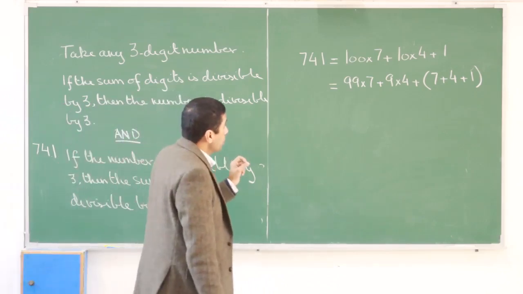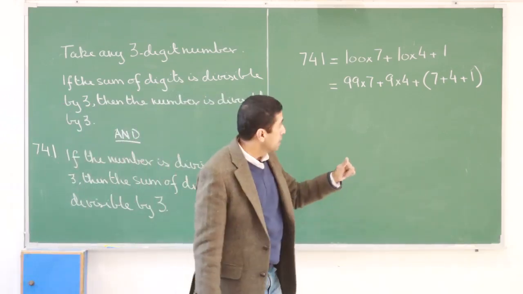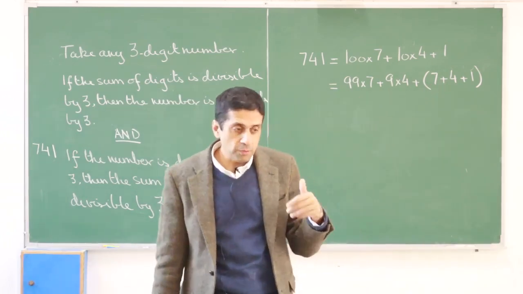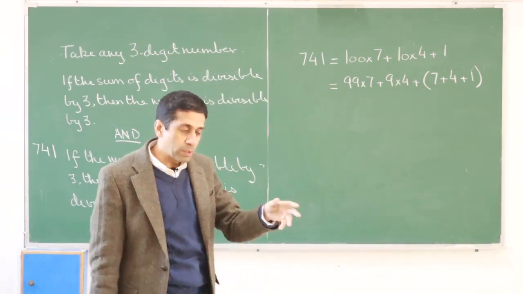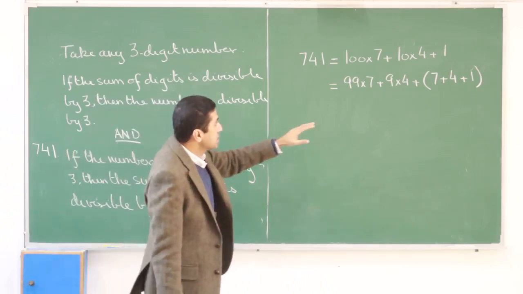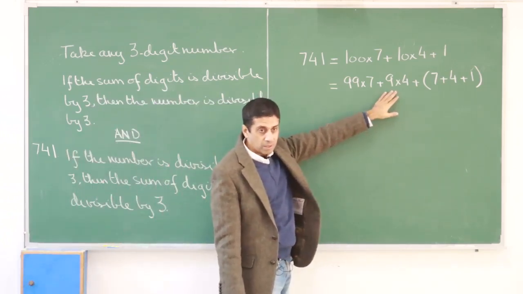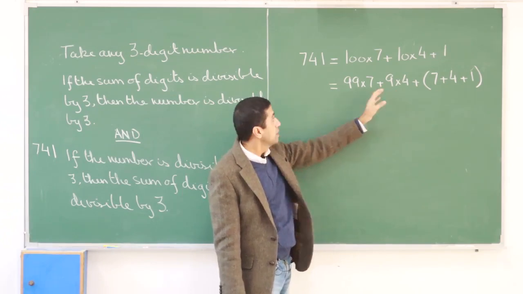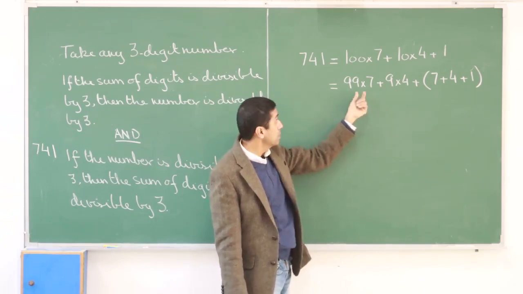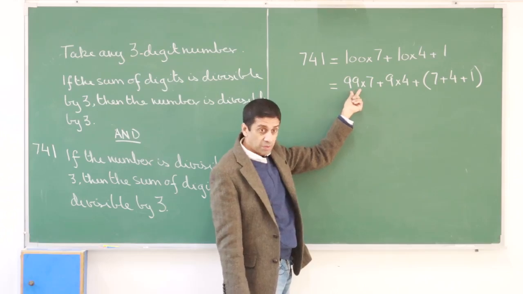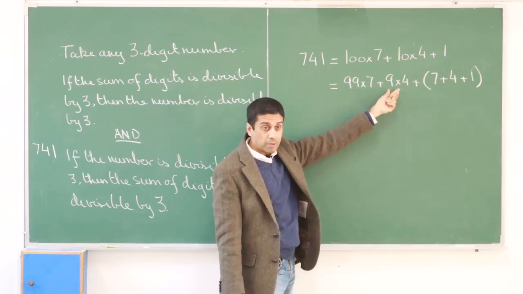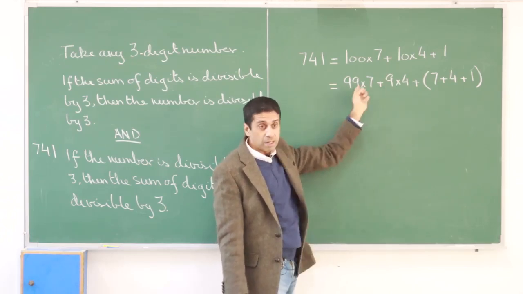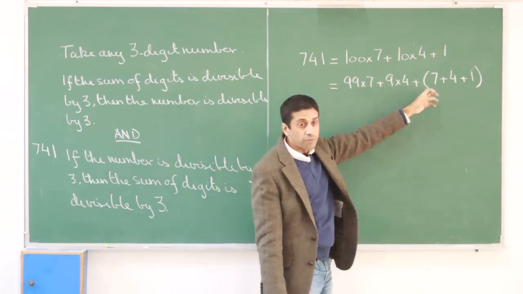Now, note 7 plus 4 plus 1 is divisible by 3. 7 plus 4, 11, 11 plus 1, 12, that's divisible by 3. Is this divisible by 3? Yes, it is divisible by 3, right? Is this divisible by 3? Why is it divisible by 3? Because the 99 is divisible by 3. This is divisible by 3 because 9 is divisible by 3. So these 2 numbers are divisible by 3. This is divisible by 3.